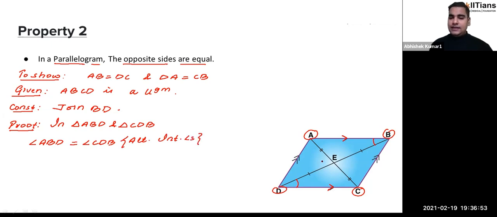After that, this side that you have, this common diagonal BD, is common to both. So you can say BD is equal to BD. It is common in both the triangles. Understood?